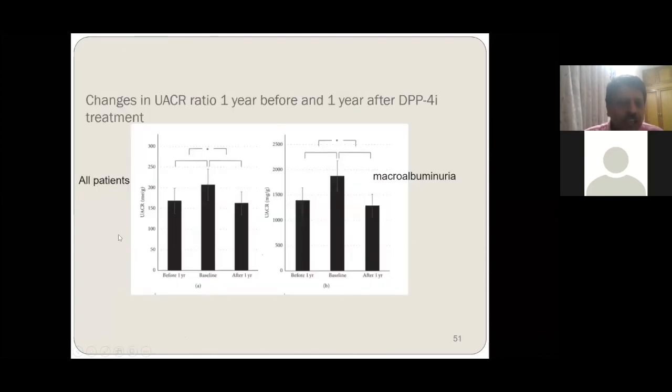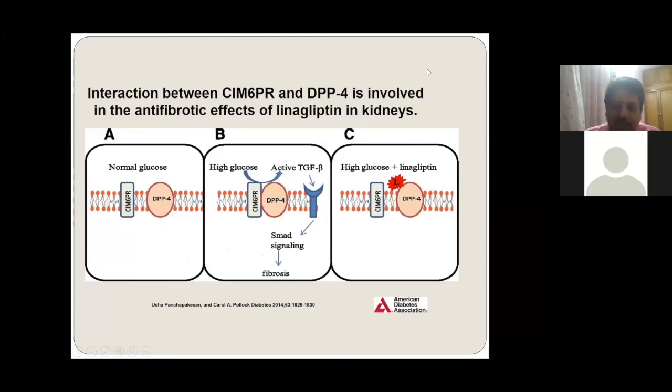The beneficial effects in all patients, it has been shown to reduce the urinary albumin excretion. As compared to the baseline, 1 year from the baseline, there is almost around a 50 reduction in the UACR, and in macroalbuminuria it also reduced almost to the tune of around 600 to 700 milligrams. Another beneficial effect of DPP-4s is the reduction in renal fibrosis. Normally, the DPP-4 receptors are separated by the CMMCPR. So the receptor is separated. When you have hyperglycemia, they can come in contact, which stimulates the TGF-beta.